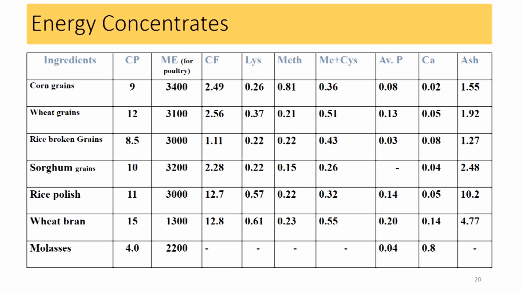Here you can see the crude protein, metabolizable energy for poultry, crude fiber, lysine, methionine plus cysteine, available phosphorus, calcium, and ash content of these energy feedstuffs. You can use this table for poultry feed formulation, and the same can be used for ruminants except for the energy value.